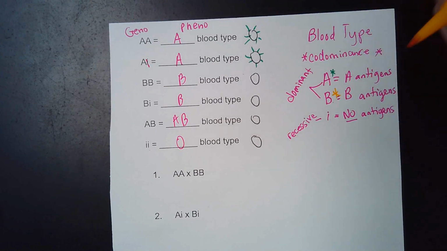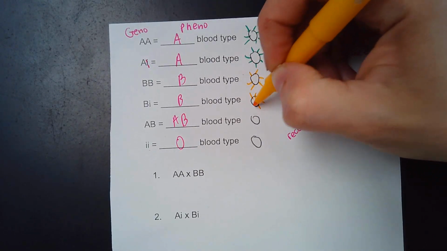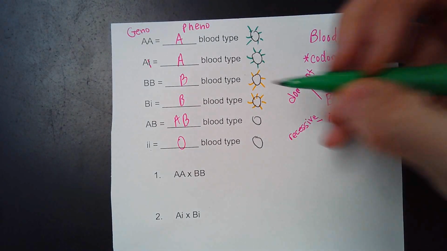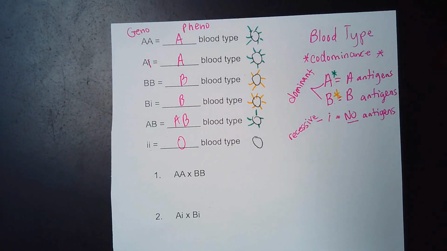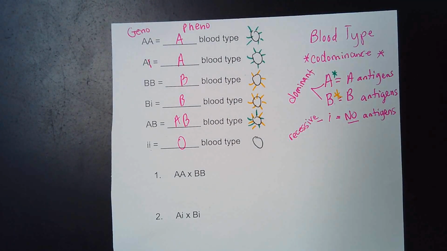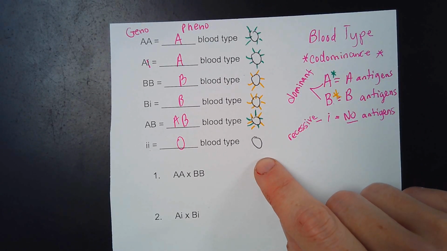If it's B antigens, we'll do this yellow. So B blood type people have B antigens on their blood cells. And if you have AB blood type, you have A and B antigens on your blood cells. But if you have O blood type, you have no antigens on your blood cells.